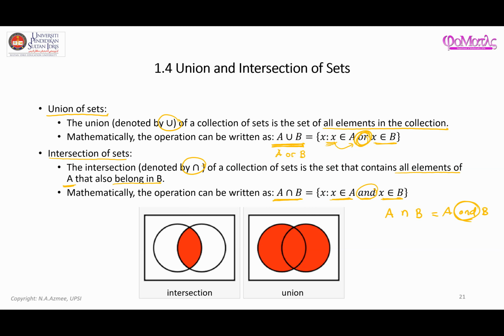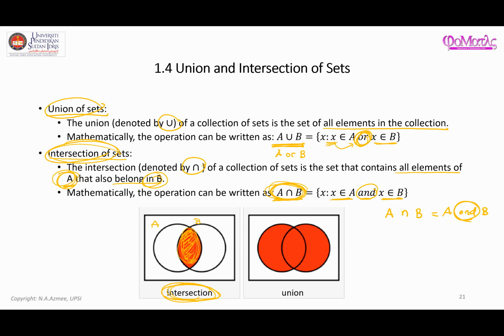In terms of representing these two ideas using the Venn diagram, you can see we have two sets. When you talk about the intersection of two sets, so let's say this is set A and set B, the intersection denoted by A intersects with B is represented by the area over here, where this area contains the elements that belong in A and also belong in B. So this is the overlapping area where you have elements for both A and B.